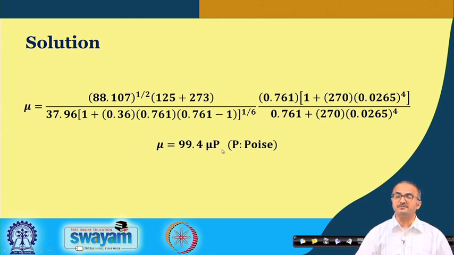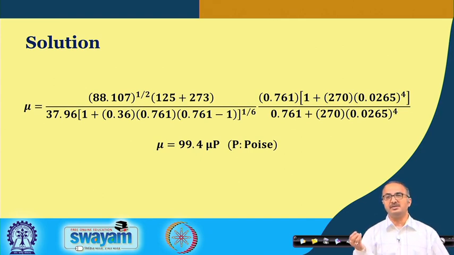So, micropoise is a very small value, and perhaps you know that one poise in terms of the mass, the time and the length dimension, it is basically gram per centimeter per second. Okay. So, this is the poise.